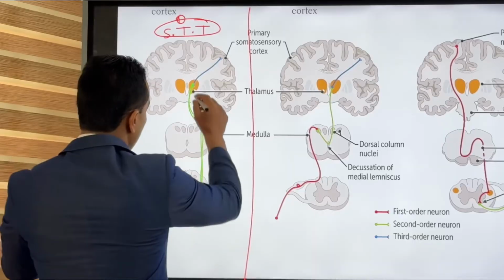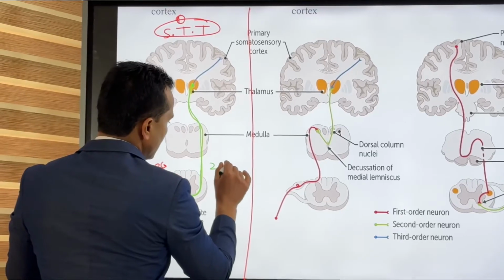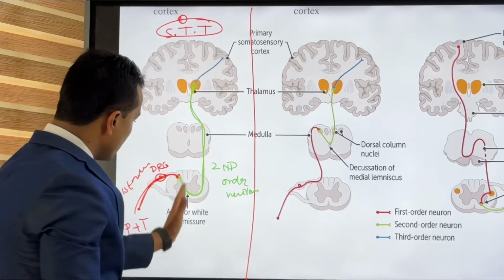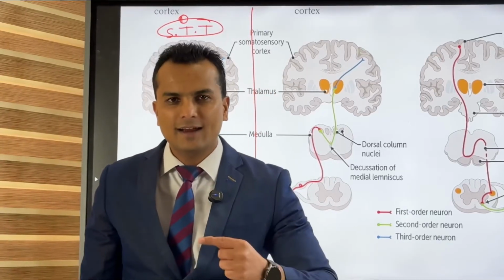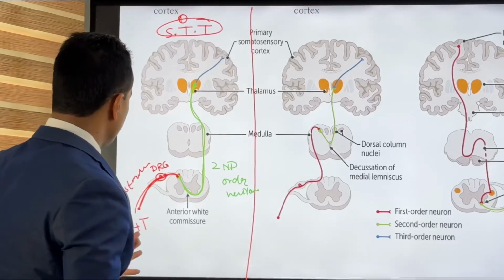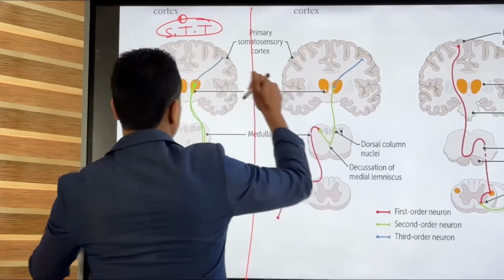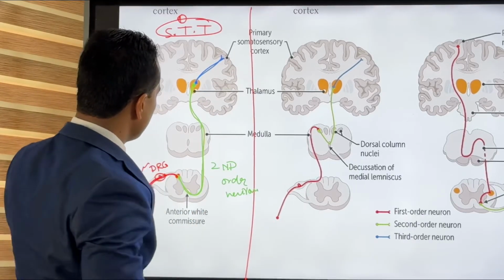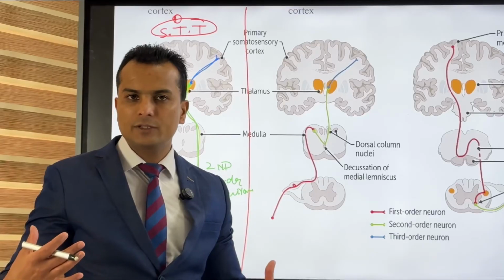So this neuron from the spinal cord up to the VPL thalamus is your second order neuron. It means in the spinal cord, this neuron is the second order neuron of the spinothalamic tract. Now, a very important point: the third order neuron is the neuron of the spinothalamic tract from the VPL thalamus to the primary somatosensory cortex in the parietal lobe.